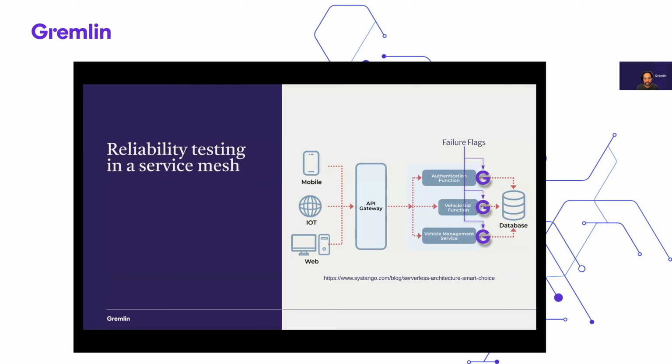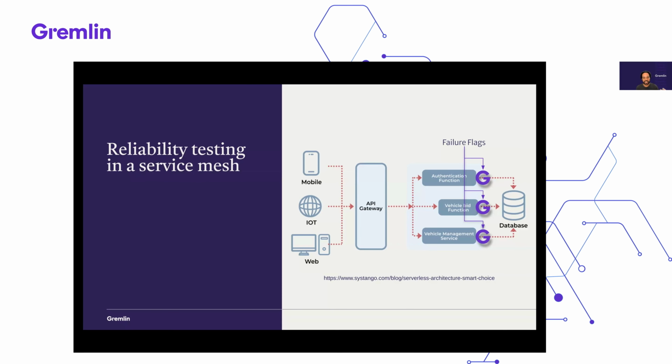Essentially, if you think about feature flags, this is the same idea, but for reliability testing. The key difference between infrastructure experiments and failure flag experiments is that failure flags live inside of your code. That means that you can fine tune your experiment by targeting not just individual hosts or containers, but also individual requests. For example, this graph shows a few different functions for authentication, vehicle bidding, and vehicle management. We can assume this might be a dealership or something that's running. And these are all connected to a database.